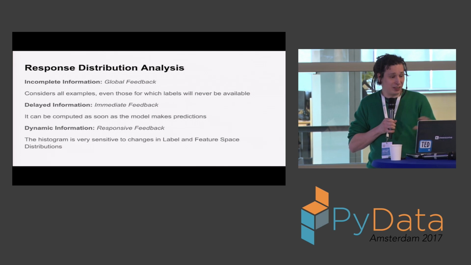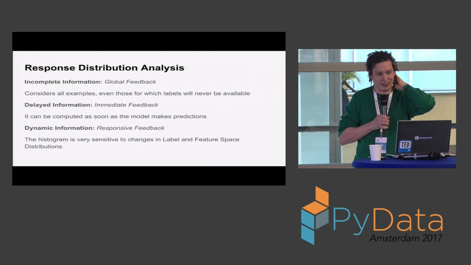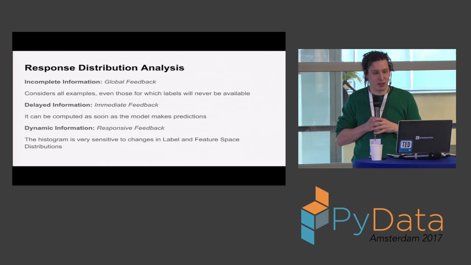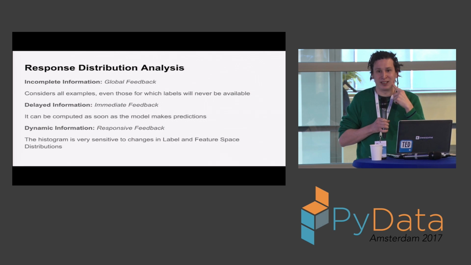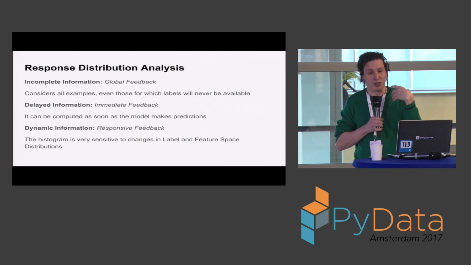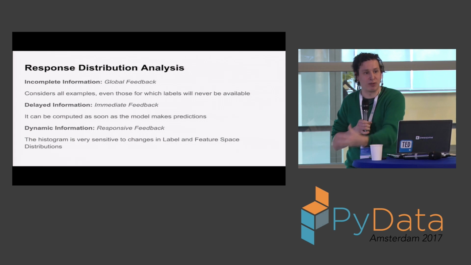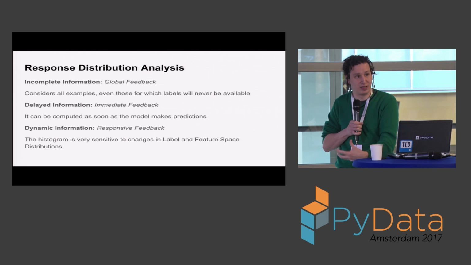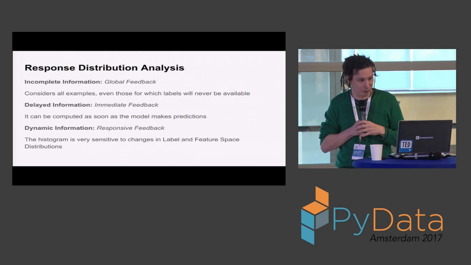And yeah, just one more look from the trenches, as I like to say. This response distribution analysis helps us a lot in this incomplete, delayed, and dynamic information scenario. The idea is that incomplete information is addressed with global feedback. We can get feedback from every example we make a prediction for, not only those for which we have a label, which is very important. Unfortunately, in booking, most people don't book, so we cannot rely on that to actually understand what our models are doing.